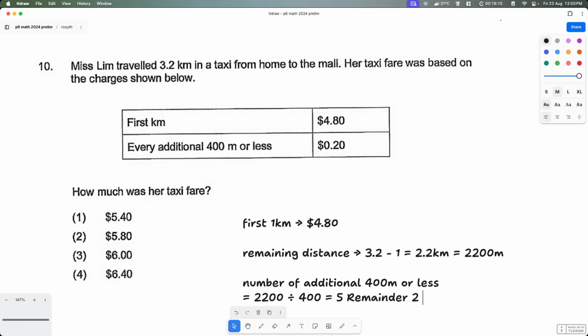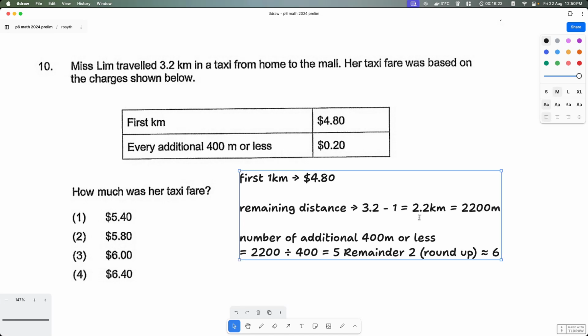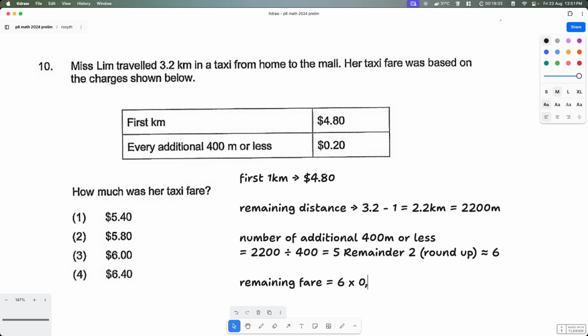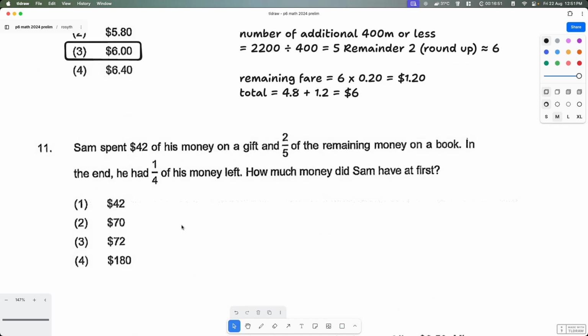which is equal to 5, remainder 2, which we will round up to 6. So that means remaining fare is equal to 6 times 0.20. This will be dollars 1.20. Then total is equal to 4.8 plus 1.2. This will give you dollars 6. All right, there you go. So it's option number 3 as well. Let's move on to the next question.